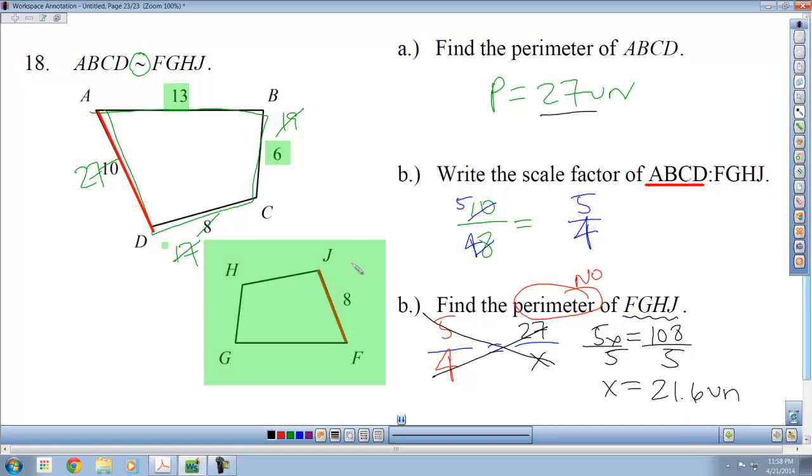And it did come out to be less than this one. Should it? Should it be less? Yes. And that's kind of a good way for you to make sure your answer is reasonable. So if it's a smaller shape, it should have a smaller perimeter, and our perimeter worked out to be smaller.